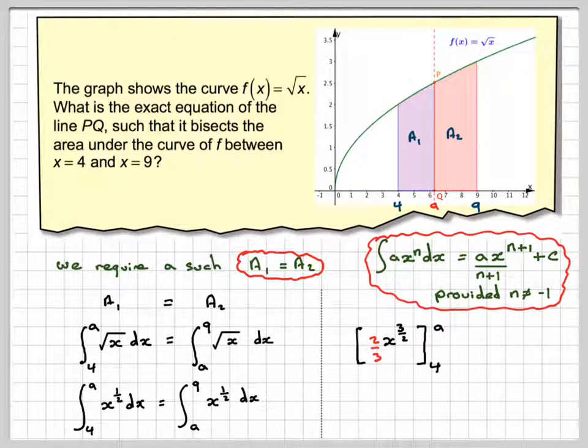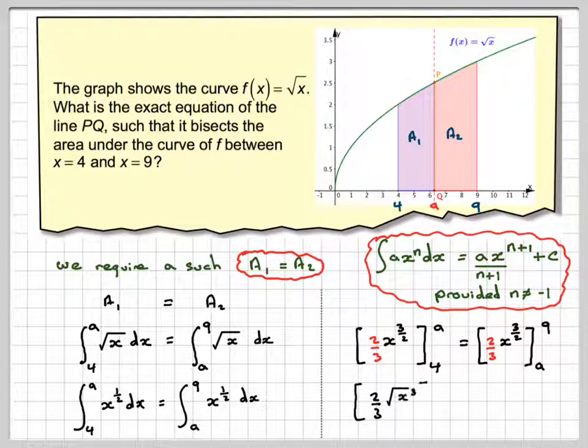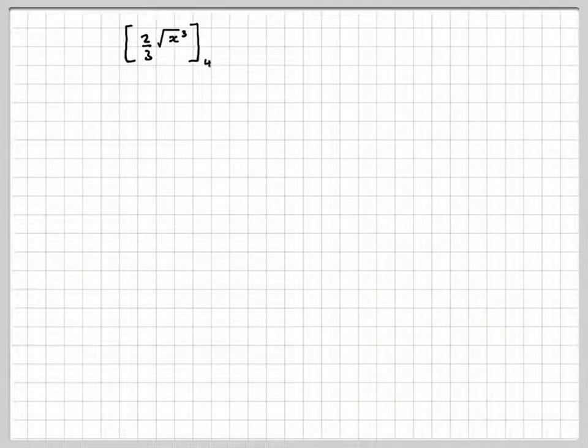So we get 2/3 x to the 3 over 2 between 4 and A, and then on the other side it will be the same integral, same result, 2/3 x to the 3 over 2 between A and 9. Before putting in the limits, this means take the square root of x and then cube it. So we're going to write 2/3 of the square root of x cubed, and we'll do the same for the other side.